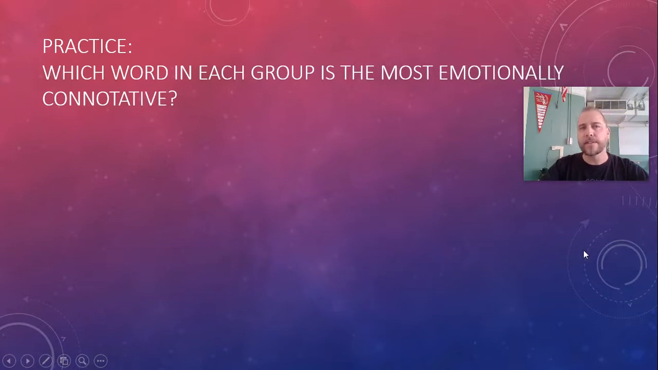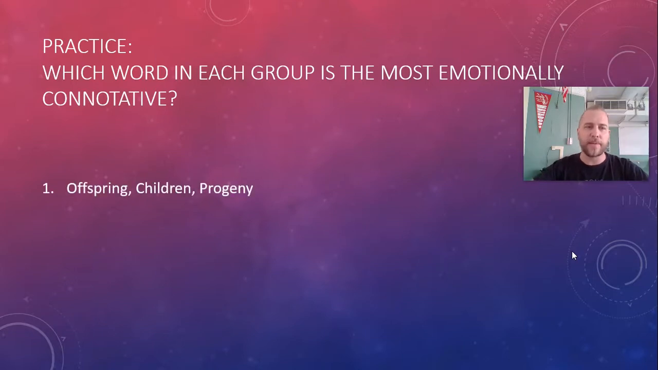Now, let's take a look at some words and see which ones have the most emotional connotation, good or bad, just the most emotional. And so if we're describing your children, would you say offspring, children, or progeny? I would say that offspring and progeny have kind of a scientific meaning. There's not a lot of emotional meaning. You don't talk about your progeny in an emotional way, whereas children is that often used, highly emotional word.